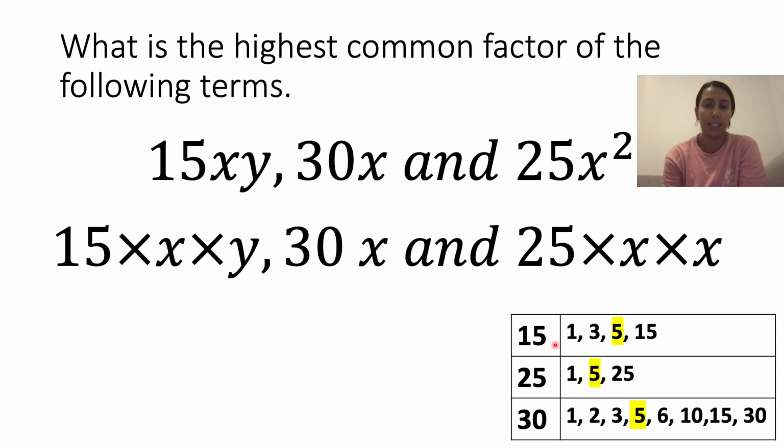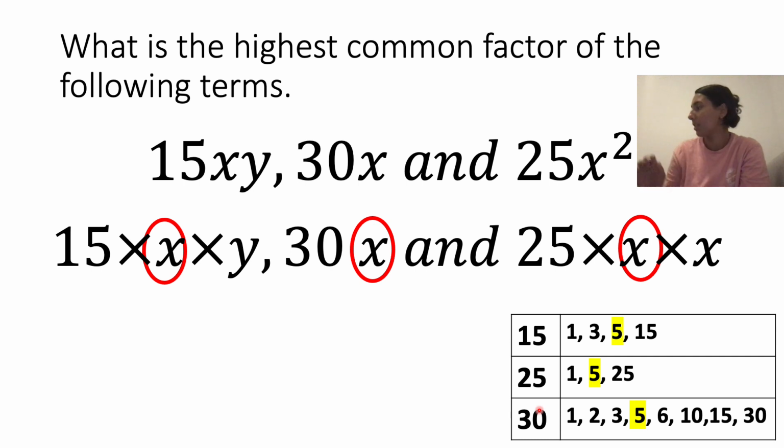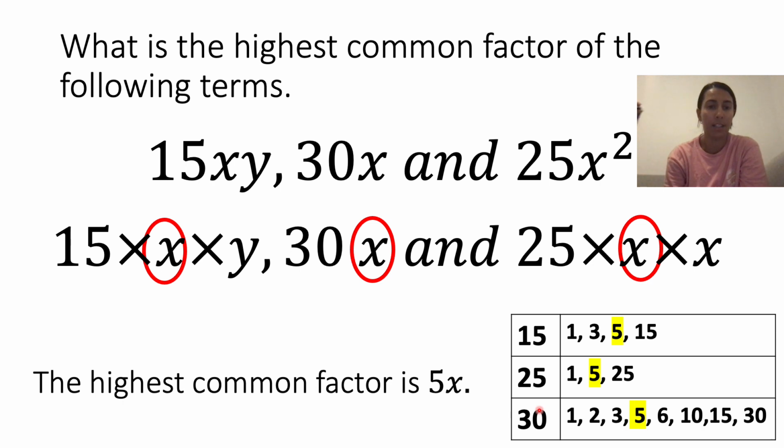If I list out all the factors of 15, 25, and 30, we can see that the highest common factor is 5. And then all three of them have an x. So the highest common factor would be 5x.